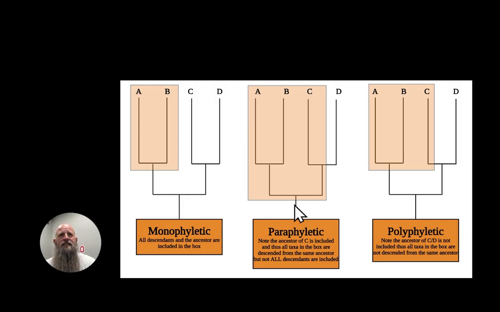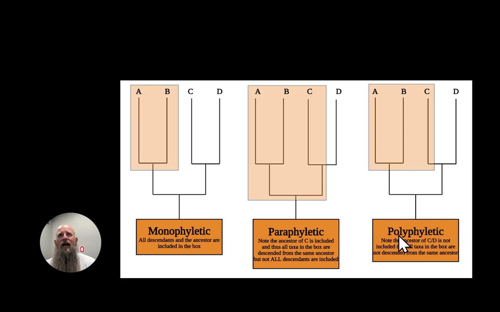If something is paraphyletic, it is descendants and the common ancestor, but not all of the descendants. So some of the descendants are left out, right? So here we have the descendants A, B, and C plus their common ancestor, but descendant D is not included in this group. So this is paraphyletic. So it's the descendants, the common ancestor, but not all of the descendants.